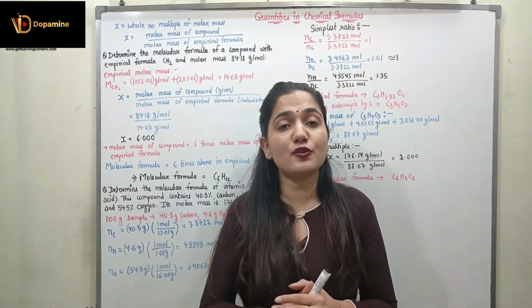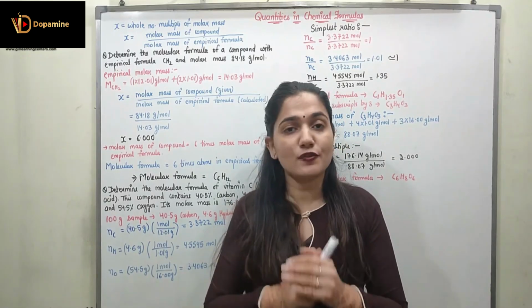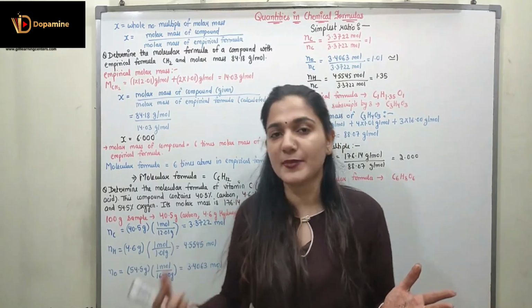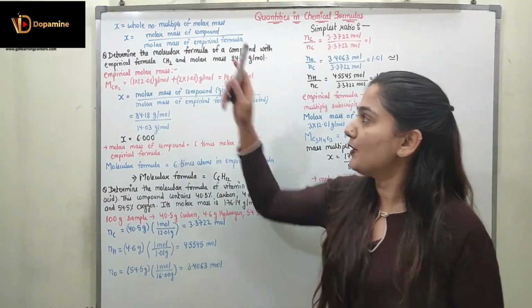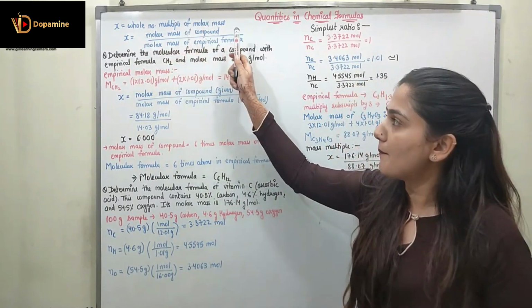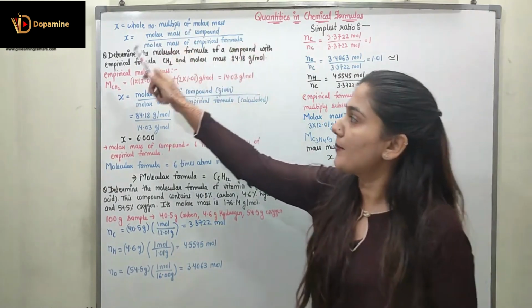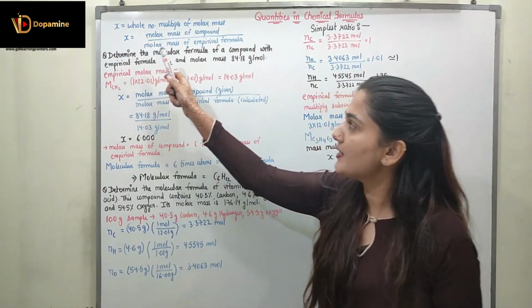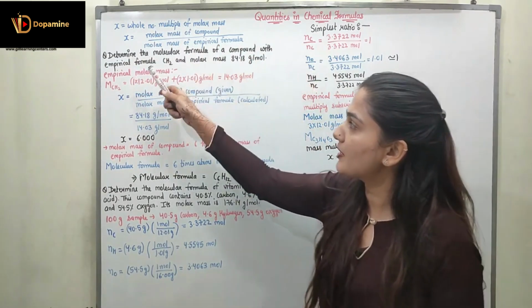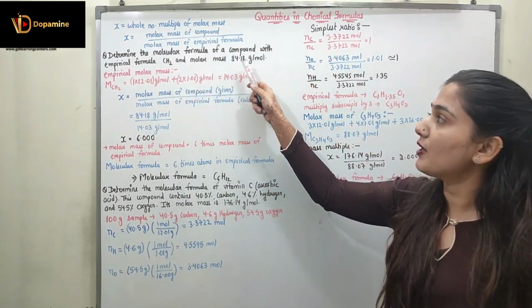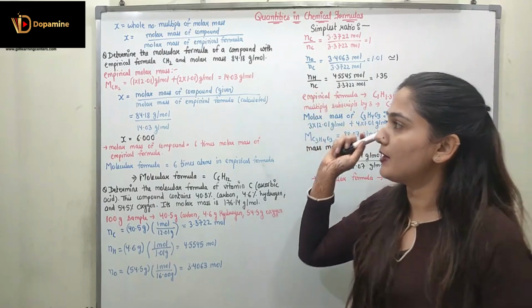Now we need to find this value of x to find the molecular formula if the empirical formula is given. The x value is the molar mass of the compound divided by the molar mass of the empirical formula. Coming to question number 1, which states: determine the molecular formula of a compound with empirical formula CH2 and molar mass 84.18 gram per mole.